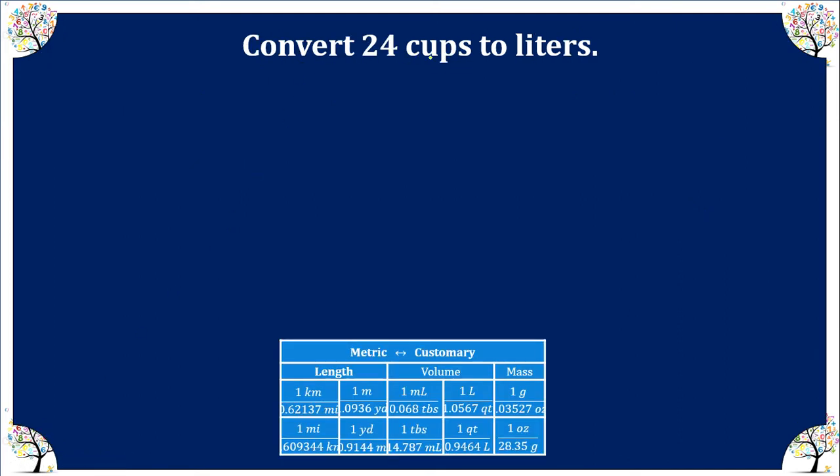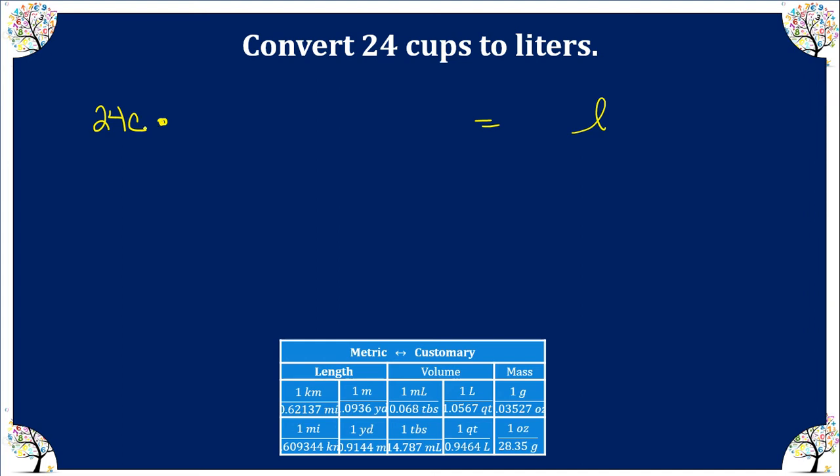Okay, now we're going from the customary to the metric. So this is definitely going to be handy for me. So we're going to start with 24 cups, and we want to go to liters. So let's see on here. We have teaspoons and quarts, teaspoons, milliliters. Here we have a liter and a quart. So why don't we convert cups to quarts and then use this to go from quarts to liters. So that will be the jump from the customary to the metric.